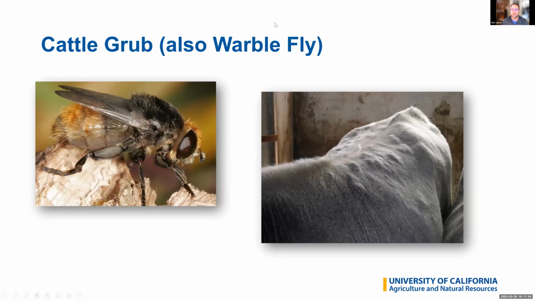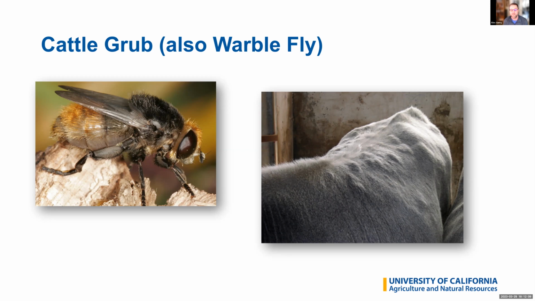Continue on. So now we're going to move on from the permanent ectoparasites, and we're going to move into the group that we call intermittent ectoparasites. The first one I want to talk about is cattle grub.